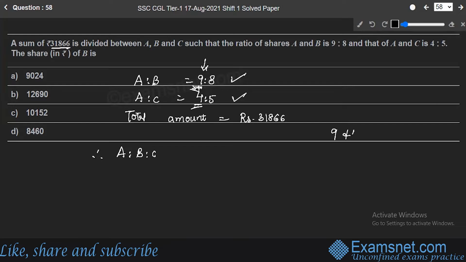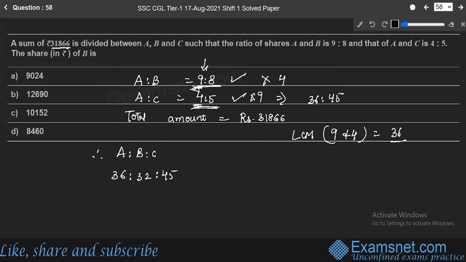How can we make that equal? The LCM of 9 and 4, what is that? 36. Right? So over here this will be multiplied with 4, which makes 36 is to 32. And here I'll be doing the same thing. If I multiply it with 9, this will be 36 is to 45. So here will be 45. Correct.